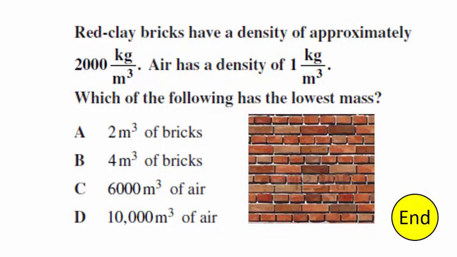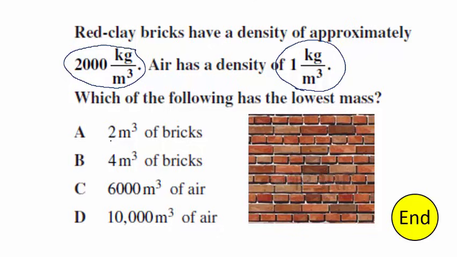It says red clay bricks have a density of approximately 2,000 kilograms per meter cubed. Air has a density of about 1 kilogram per meter cubed. Clearly, bricks are more dense than air, 2,000 times more dense. This is the old question, which weighs more, a pound of feathers or a pound of steel? That's a trick question because they weigh the same. They are both 1 pound. But let's look at the data and see what they are trying to get at here. So don't be tricked. We know bricks are more dense, but let's see what happens.